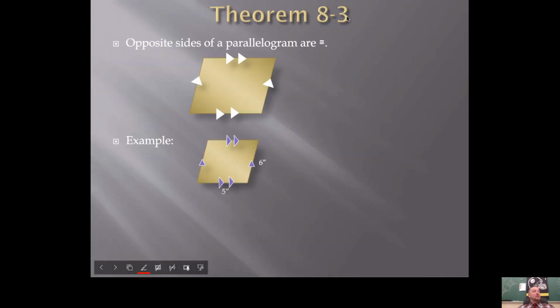This is theorem 8.3. It tells you that the opposite sides of a parallelogram are congruent. So here's a shape that looks like a parallelogram. We know that it is a parallelogram because of the marks. If the opposite sides are congruent, you use slash marks to indicate that.